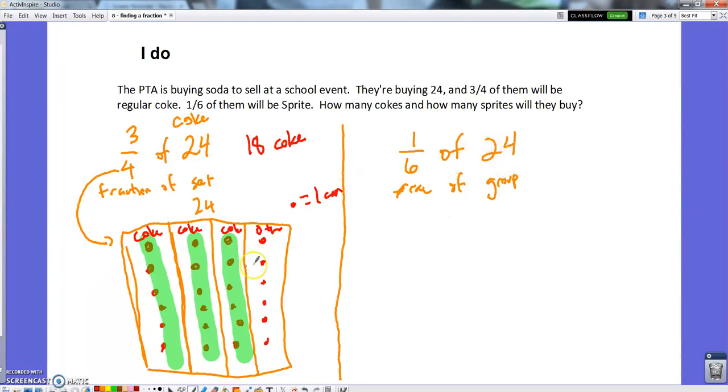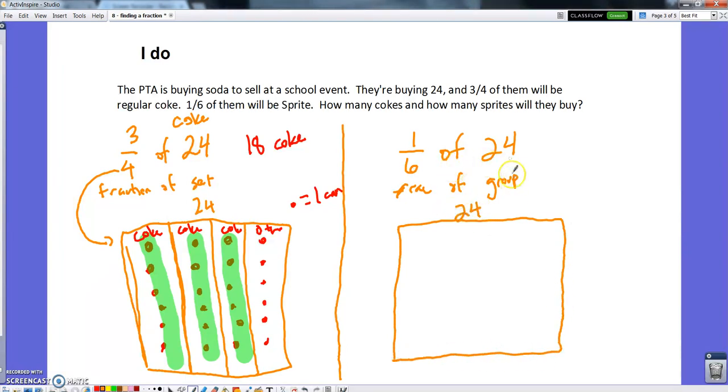I'm going to do another one with the same problem, so you can get the hang of it one more time. I've still got my 24 drinks, so it's going to be 24 in all. That's my group. That's my set. But now 1/6 of them are Sprite.